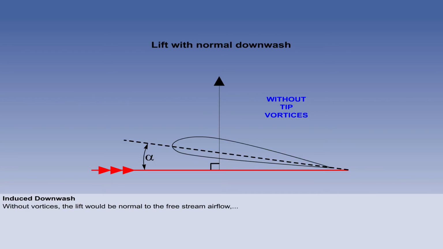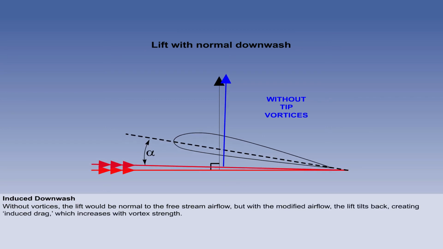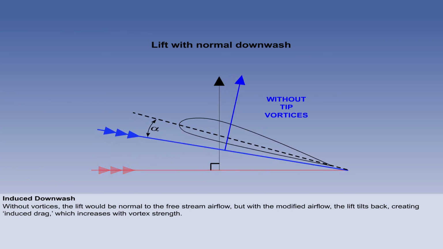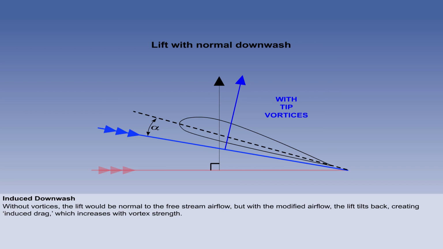If the vortices were absent, the lift vector would be at a right angle to the free stream relative airflow. But, with the effective airflow created by the vortices, the lift vector is tilted back and creates drag, known as induced drag. The stronger the vortices are, the greater is the induced drag.